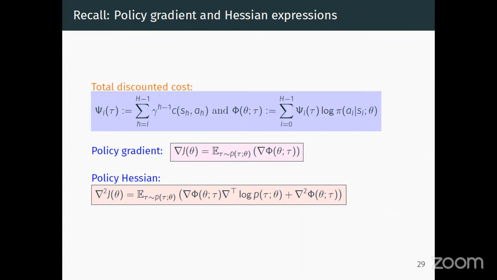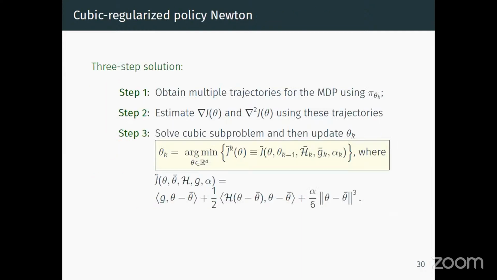So this is my estimate. I can replace all of these with sample averages, which is what I want in the algorithm. So the overall solution is to simulate multiple trajectories, estimate these things, solve the cubic submodel, and that will give me the answer. So if I put the cubic term as 0, then I get Newton's method.